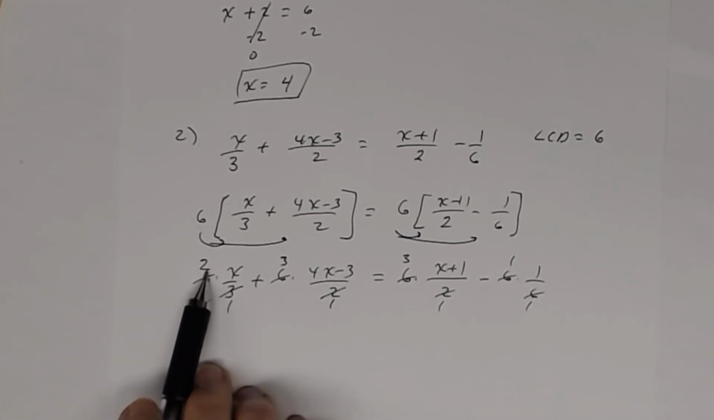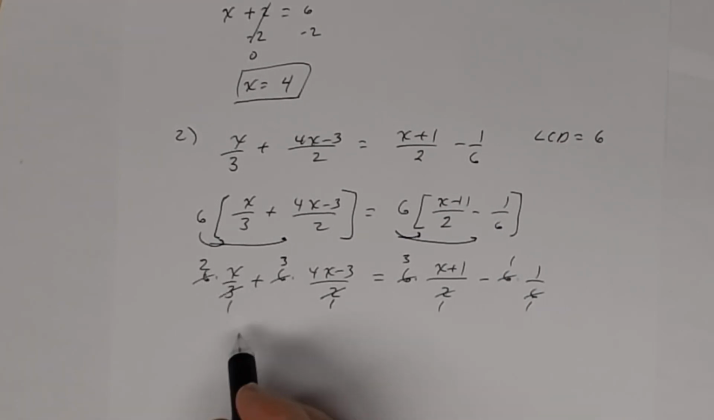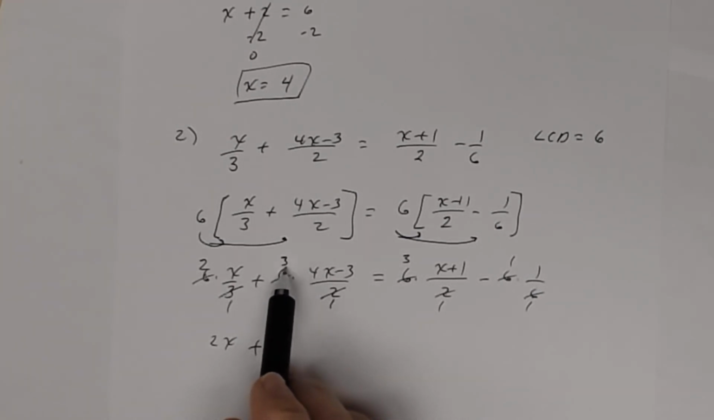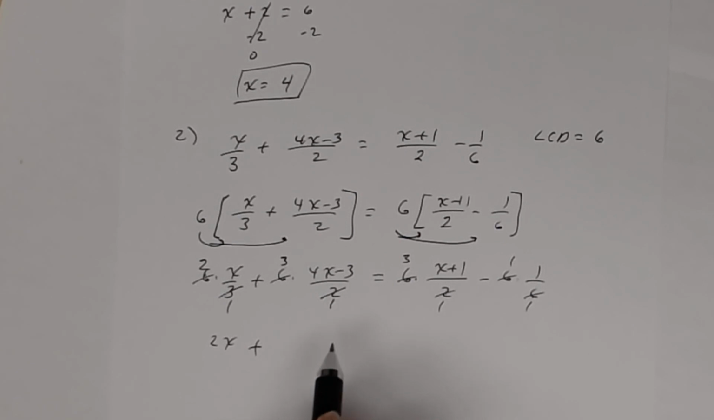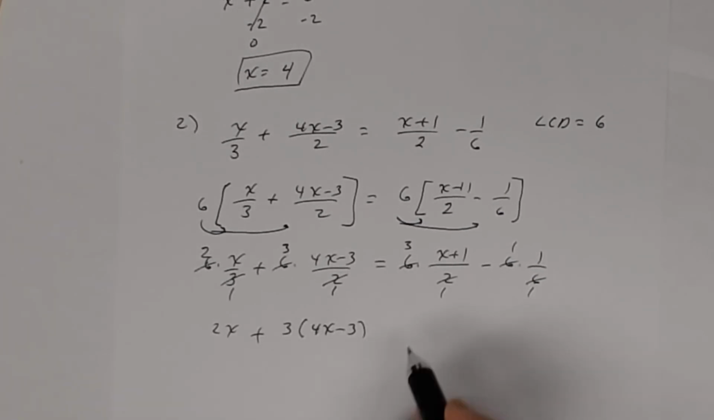We have 2 times, remember x over 1 is x, so 2 times x is 2x, plus, and I'll be careful here because that's a 3, but this reads as 3 times this whole numerator. So you've got to put this in parentheses. This must be written as 3 times (4x minus 3), because both of those terms in this numerator have to be multiplied by 3. So make sure you put that in parentheses.